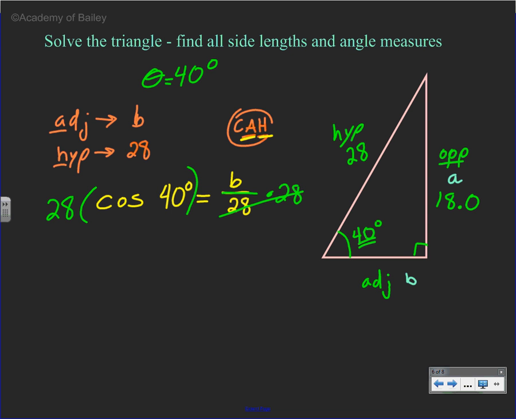And this gives you an answer of 21.449. The 9 rounds the 4 up to a 5. So the adjacent is 21.45.